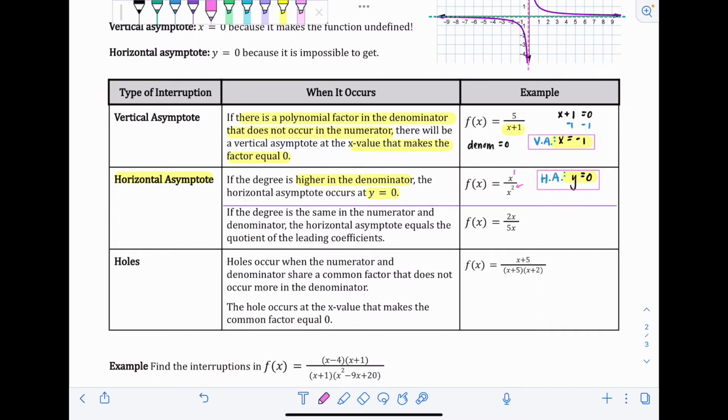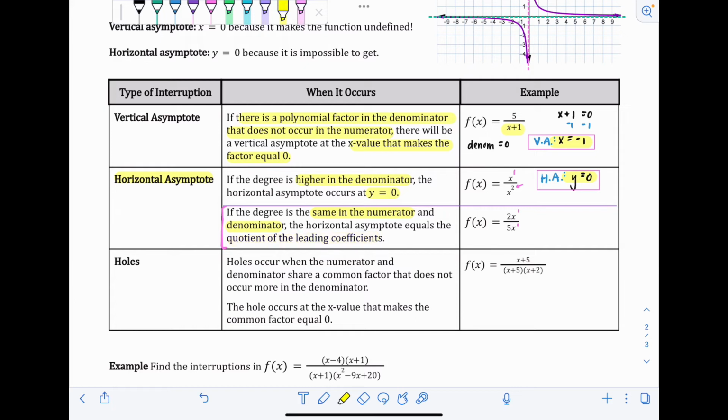Okay, so the second case for a horizontal asymptote. If the degree is the same in the numerator and the denominator, the horizontal asymptote equals the quotient of the leading coefficients. So the horizontal asymptote is the quotient of the lead coefficients. So we have to check the first box, that the degrees are the same. This is a degree 1, this is degree 1, so they have the same degree in the numerator and denominator. If that's the case, then the horizontal asymptote is the quotient of the leading coefficients.